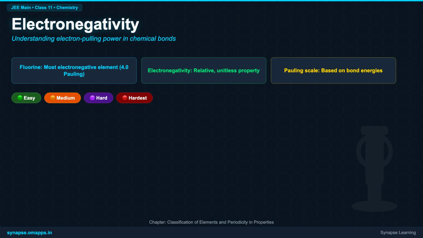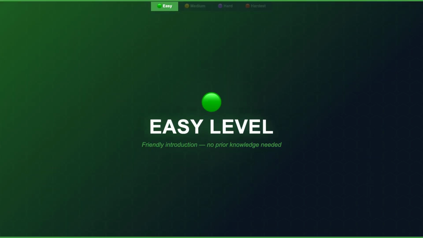Today, we are diving into a fascinating property of atoms, electronegativity, a key concept in our chapter on classification of elements and periodicity in properties. We'll explore what it is, why it matters, and how it shapes the very bonds that hold molecules together. Get ready to embark on a four-level learning adventure, from easy fundamentals to the most challenging competitive insights. Ready to discover why some atoms are electron magnets?